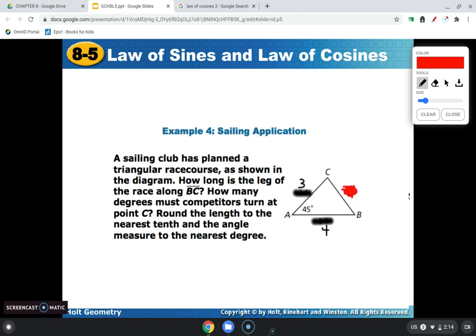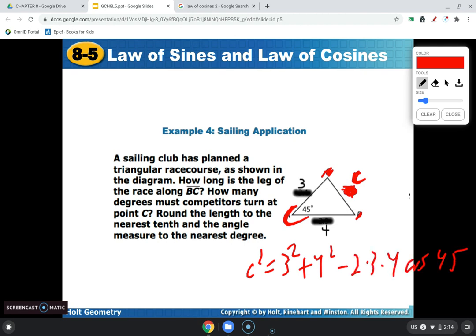Well, actually, we're going to say that's our little c, because side angle side means we're going to use law of cosines. So that's big C, little c, just for the formula. The letters don't matter, they're arbitrary. So little c squared equals 3 squared plus 4 squared minus 2 times 3 times 4 times the cosine of 45, which is 8.02. But remember, when I do law of cosines, I have to take the square root of my answer. So c is 2.83.